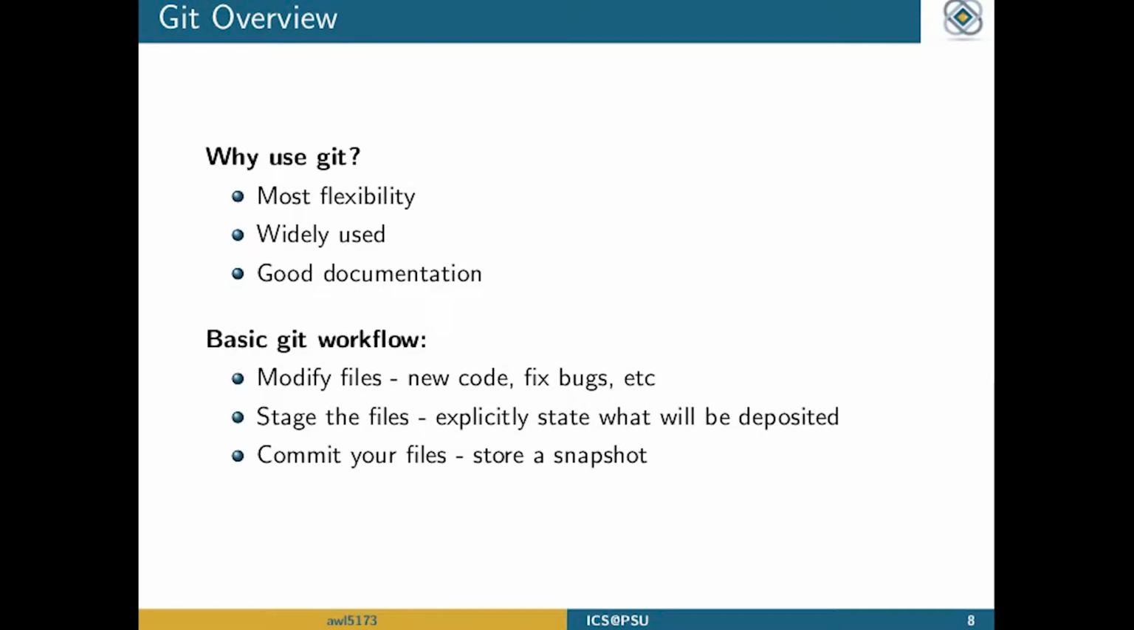So there's 3 typical steps within the typical Git workflow. Your first step is to modify your files, right? You're either writing new things or you're fixing bugs, you're modifying the files, whatever you need to do. And then once you're done with that, the second step is to stage the files.